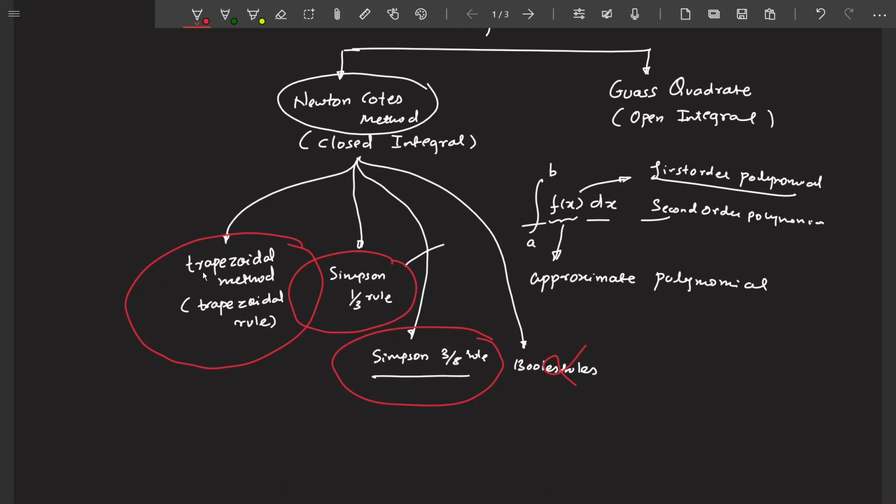Okay. So the idea is very simple. Let me repeat it again. When you talk about the Newton-Cotes method, what we do is replace this complicated function by a polynomial. When you replace that complicated function by a first order polynomial, it is known as the trapezoidal method. When you replace it by a second order polynomial, it is known as the Simpson 1/3 rule. And when you replace it by a third order polynomial, it is known as the Simpson 3/8 rule.